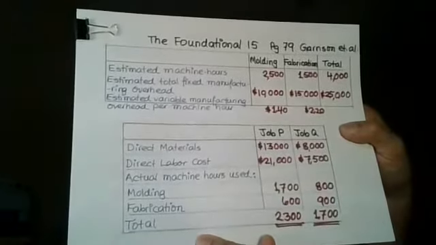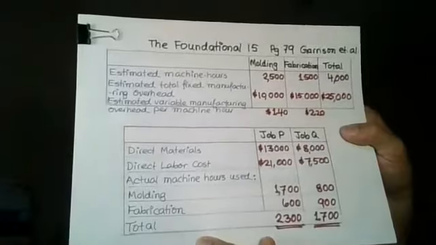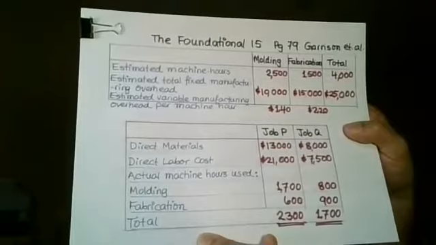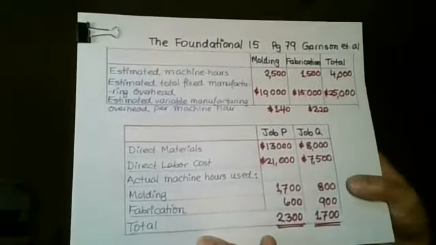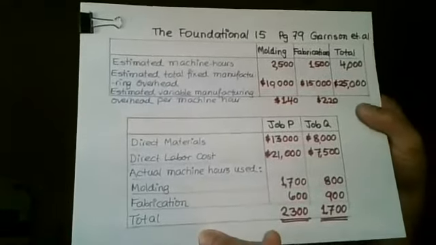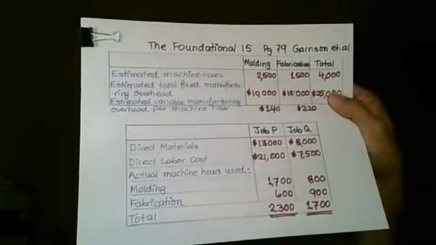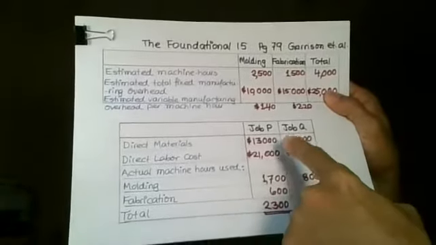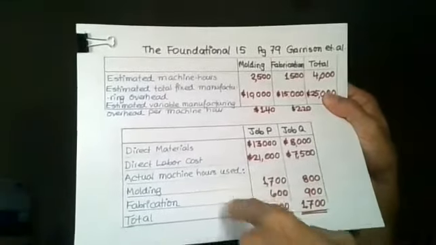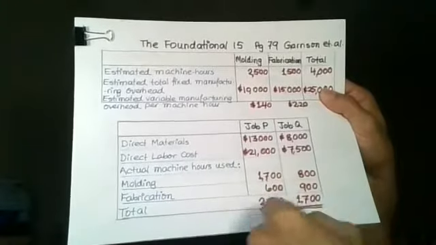The actual machine hours used in the molding department were 1,700 hours in job P and 800 hours in job Q, and in the fabrication department 600 and 900 for the two jobs. So remember, you have two departments and two jobs here, a 2 by 2 matrix. Don't forget there are two jobs, P and Q, and two departments, fabrication and molding, and note down their number of hours.